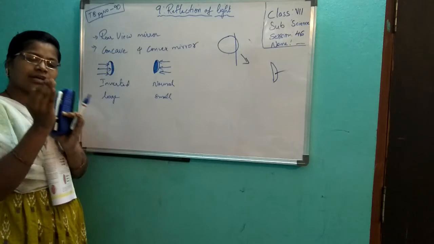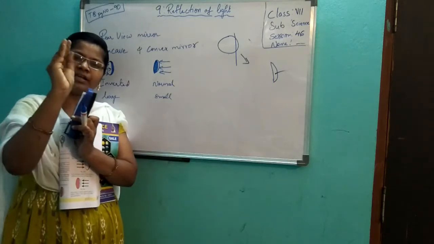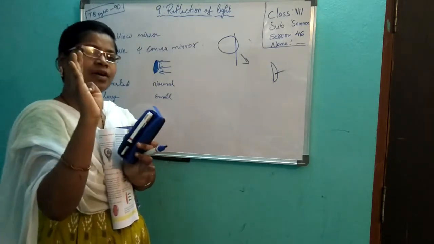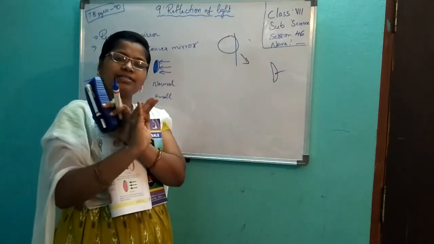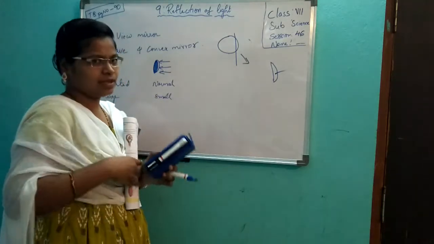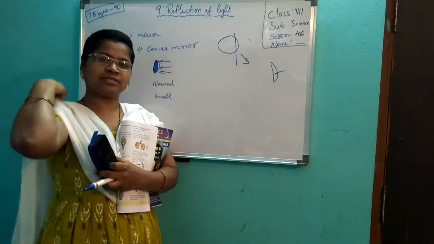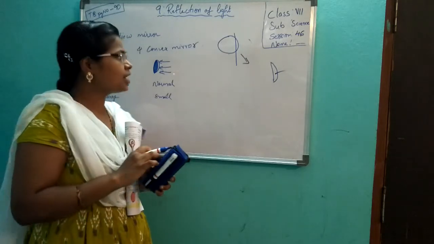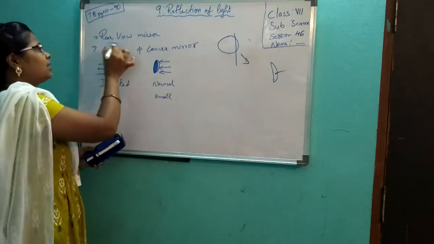Very simple. Here, how is the cave? It will be like this in shape, no? Yes or no? This is concave and this part is convex. Take your spoons and watch it. You will understand clearly.